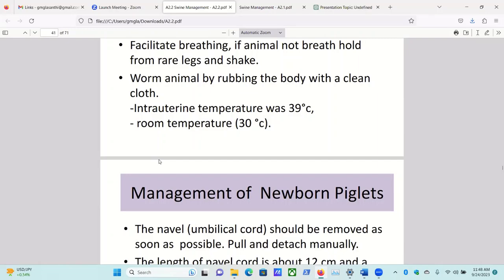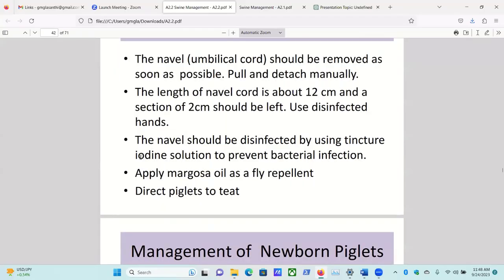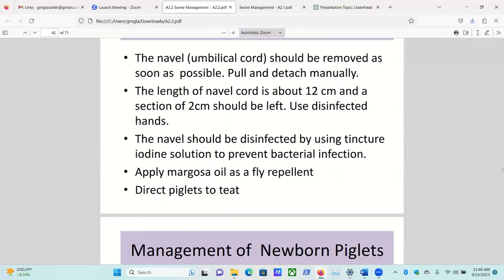To prevent the shivering and the excessive coldness he feels. After that, the navel cord should be removed, should be cut. You can use disinfected scissors or you can pull and detach it manually. Normally, the length of the navel cord is about 12 meters and you should only leave 2 centimeters. The rest you should remove.